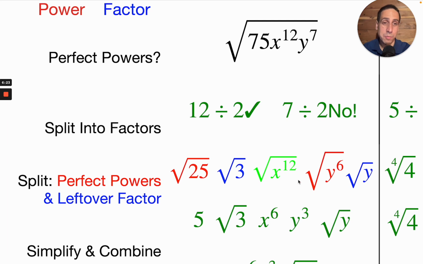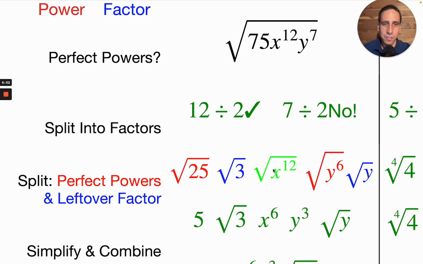I'm going to simplify that out, because I can actually simplify the square root of y to the 6th. What variable times itself is y to the 6th? Well, it's just y to the 3rd. y to the 3rd times y to the 3rd gives you y to the 6th. So when you take the square root of y to the 6th, you get y to the 3rd. All right, so now I can take the square root of 25, and that's 5. I can't do anything with the square root of 3. That's a leftover factor, just like the square root of y is a leftover factor.